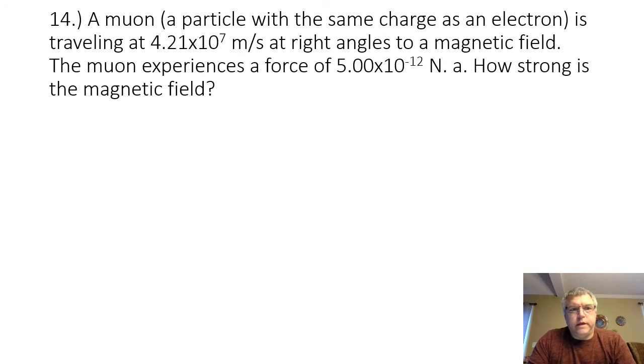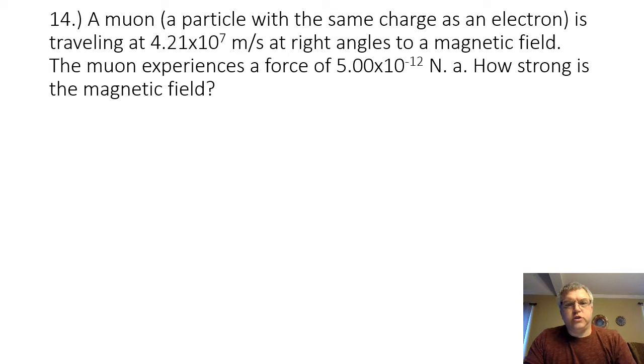Problem 14. A muon, which is a particle that has the same charge as an electron, is traveling at 4.21 times 10 to the 7th meters per second at right angles to a magnetic field. The muon experiences a force of 5.00 times 10 to the minus 12th newtons, and they want to know how strong is the magnetic field. So let's take a look and see what we are given in this problem.